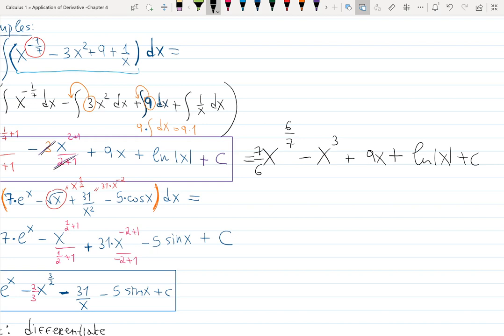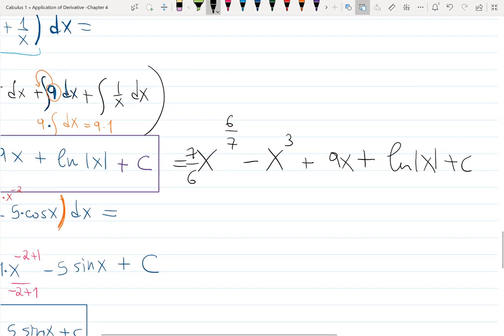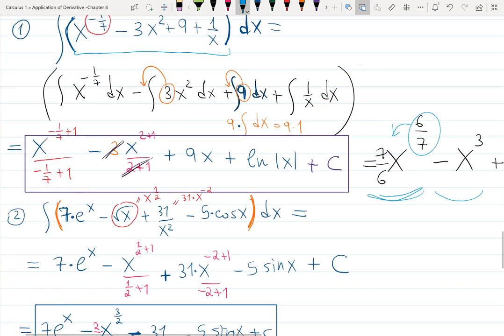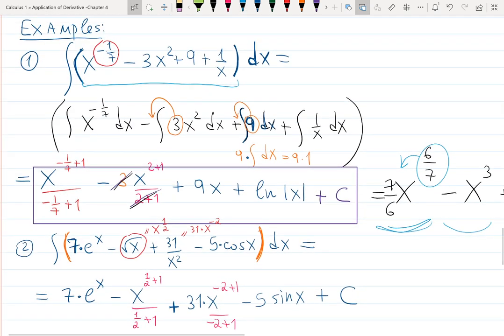To check that your answer is correct, you can differentiate it. And differentiation integrations are fun topics, because if I want to differentiate this piece, 6/7 will go down, multiply by 7 over 6, they cancel out each other, then x will become raised to the 6/7 minus 1, which is negative 1/7. This piece will be negative 3x squared, this will be plus 9, this will be 1 over x, and c gives you 0. And that matches exactly what we used to have inside over here in the integral. X to the minus 1/7 minus 3x squared plus 9 plus 1 over x.